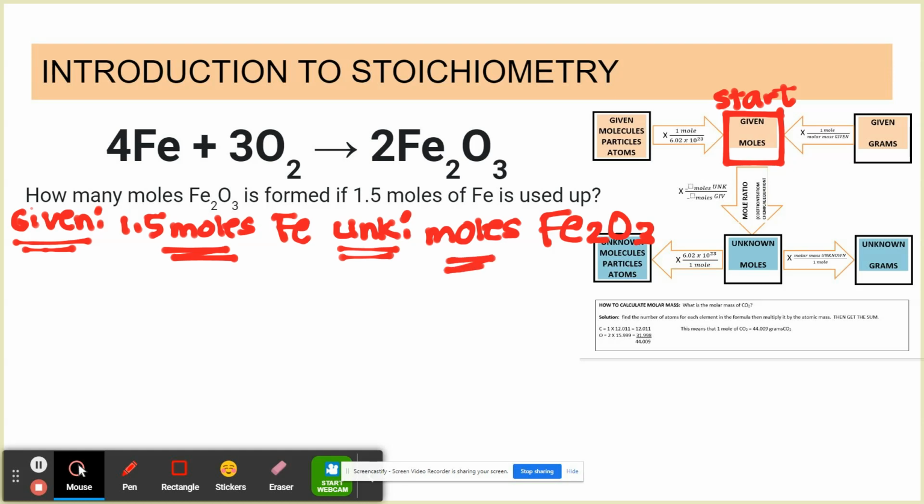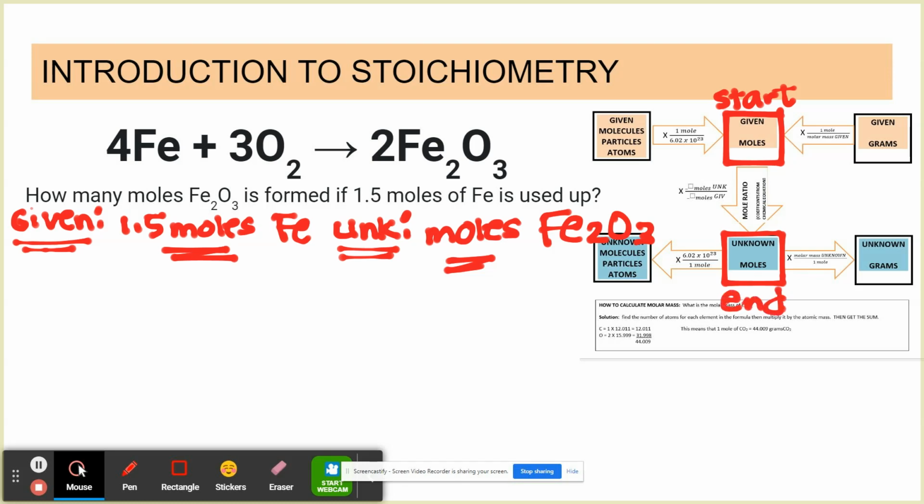So this time, guys, we have to look at the bottom boxes, the last row, because those boxes are for your unknown. So which box do we end up with? Is it box A that says unknown molecules, particles, or atoms? Box B that says unknown moles? Or is it box C that says unknown grams? If you say we have to end up with box B, you're right, because it says there unknown moles, and that's what we're trying to solve for, the unknown moles. So that's your endpoint.